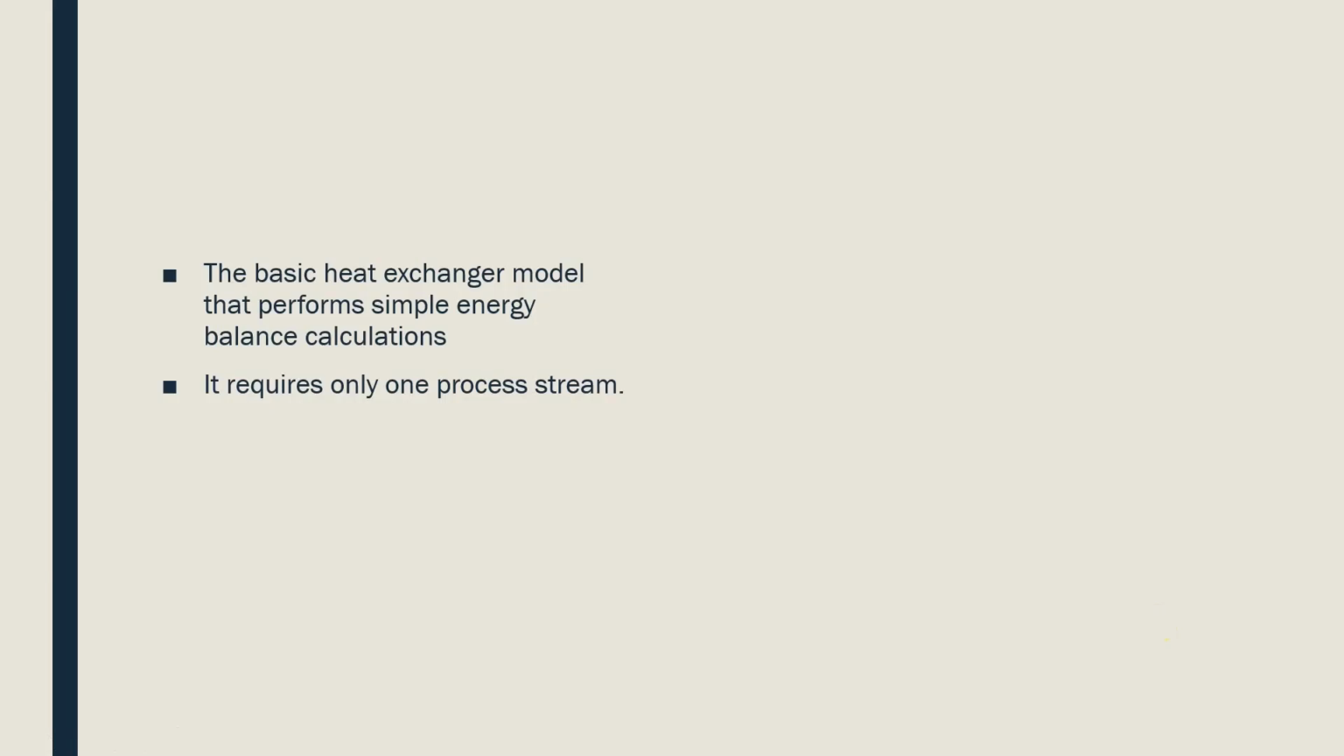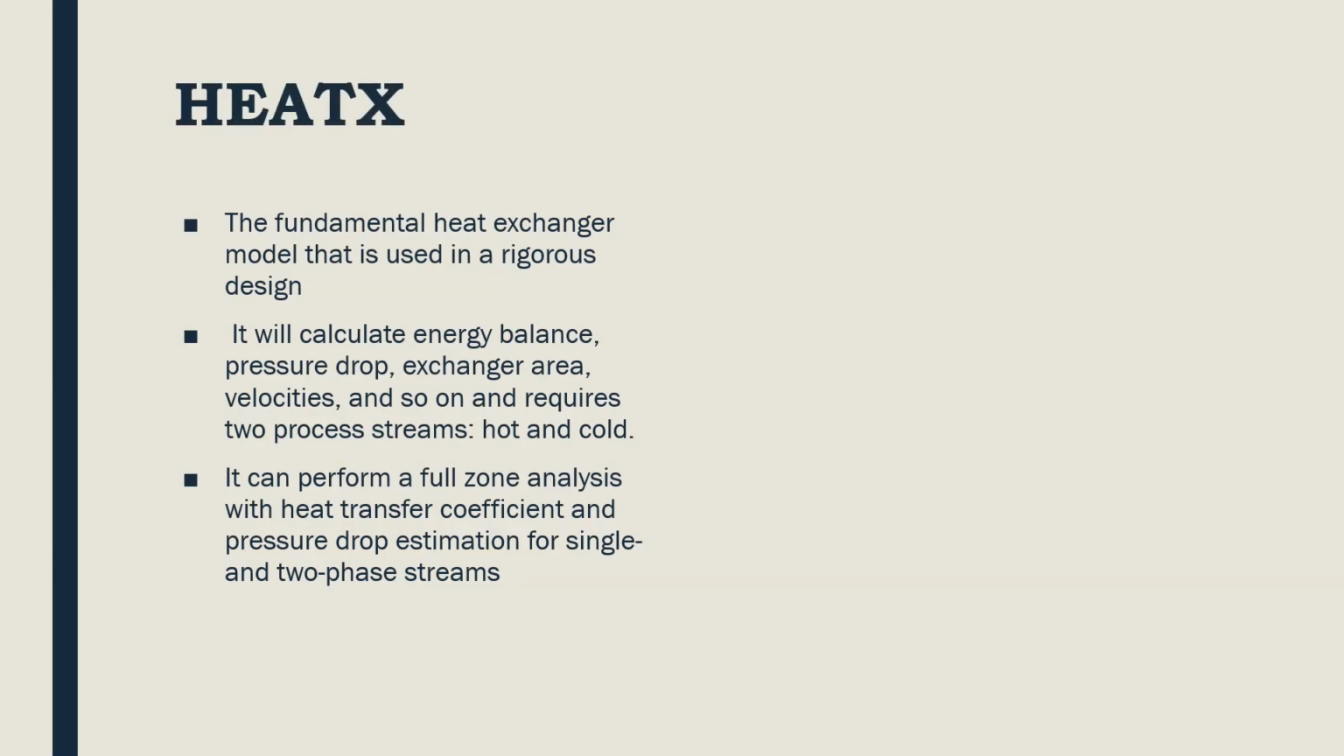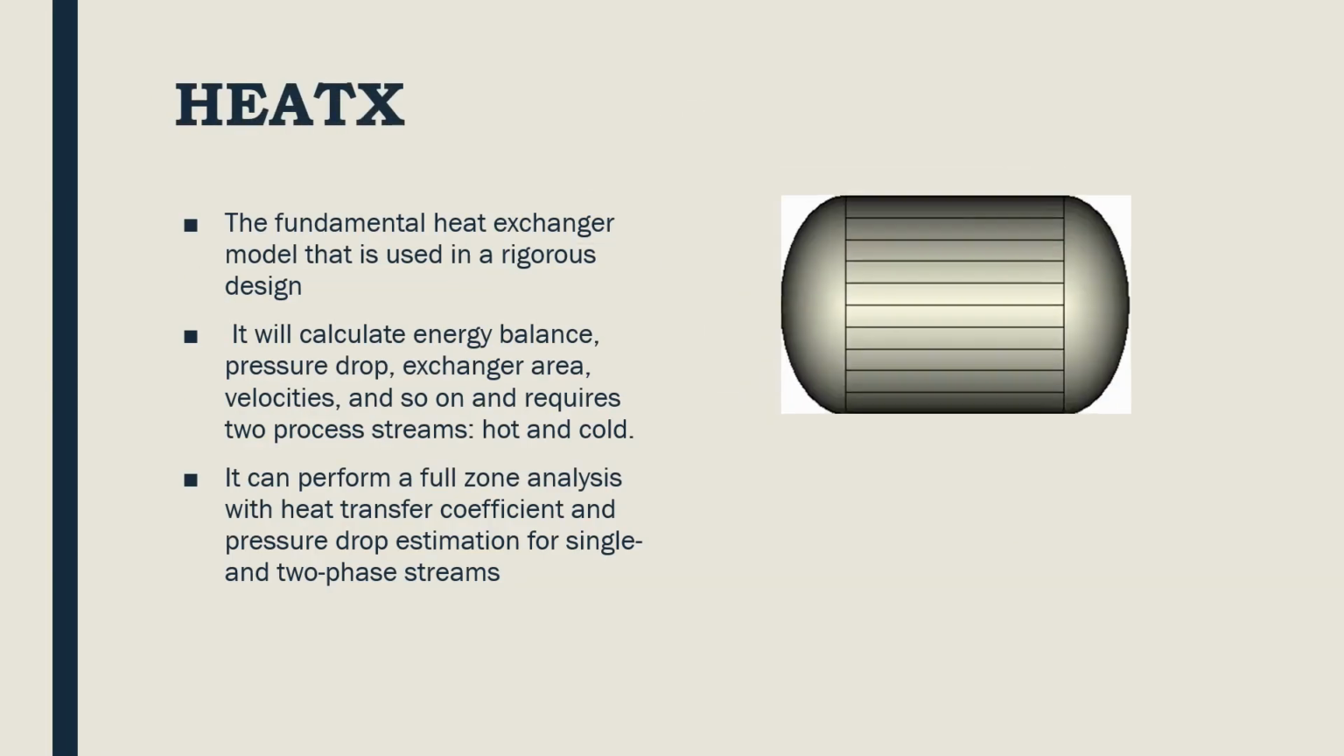Let's talk about the heater model first. So the symbol looks like this, and the basic heat exchanger model, it performs simple energy balance calculations and it requires only one process stream. We will be using this model in our simulation to calculate the heat duty, which is the first part of the question. And one process stream which we will be using will be Freon 12 because it has more defined operating conditions. Next, we will talk about Heat X, and it looks like this.